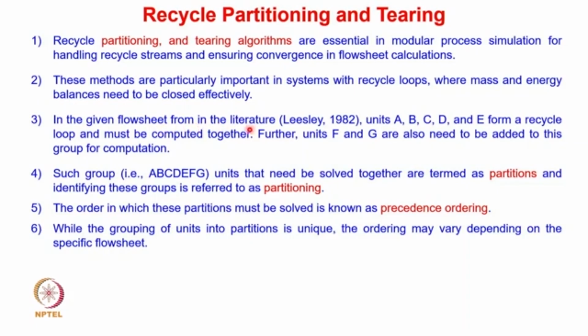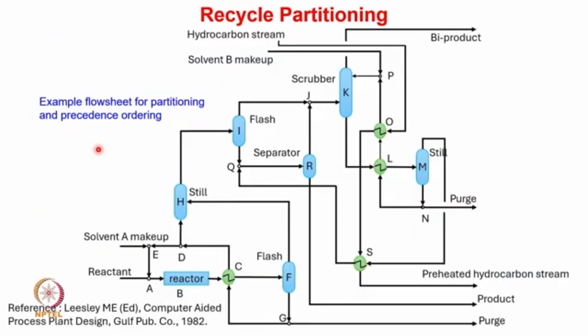In the process flowsheet from the literature, the same which I have shown, you can see that different units, A, B, C, D and E, form a recycle loop. If I go through this particular thing, you can see that A, B, C, D and E are forming a recycle loop. So I can clearly say that recycling is happening here.